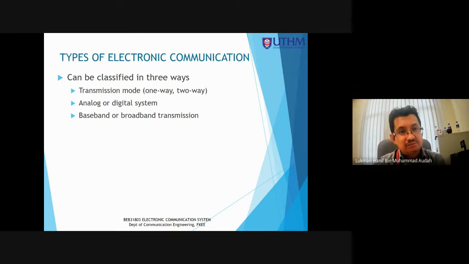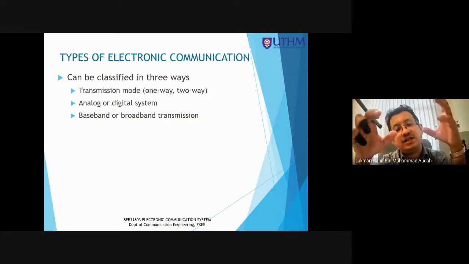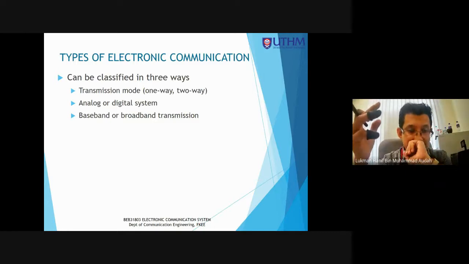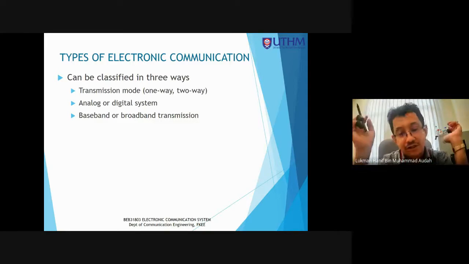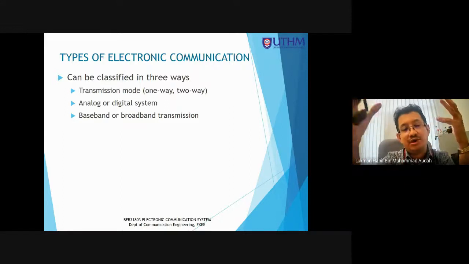This one, types of electronic communications. It can be classified into 3 ways. So we have transmission mode. Types of electronic communication can be classified into 3 ways: kita boleh klasifikasikan electronic communication system ini daripada 3 perkara. Sama ada daripada transmission mode, analog or digital system, baseband or broadband transmission. Ini macam mana kita nak kategorikan communication system itu kepada beberapa kategori.